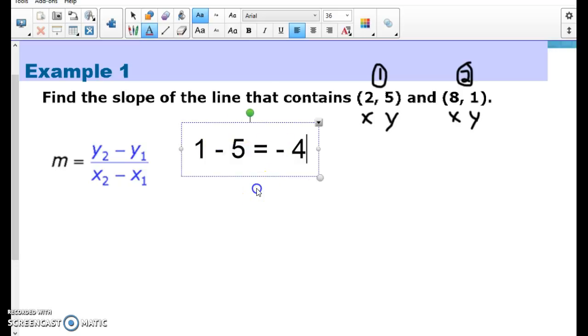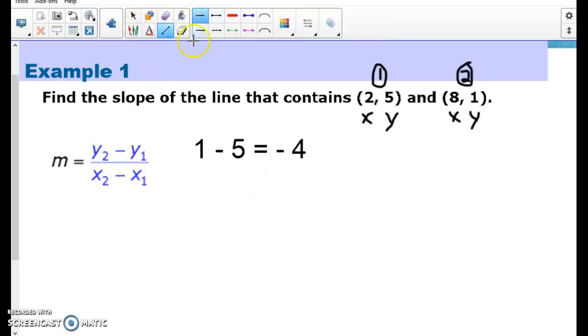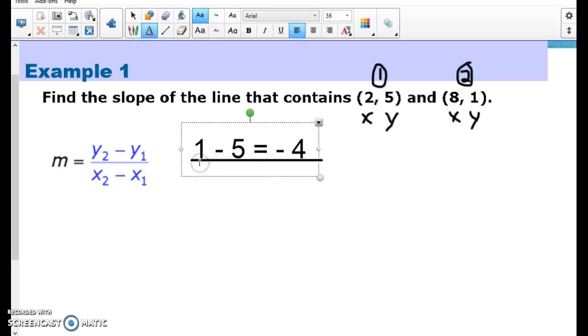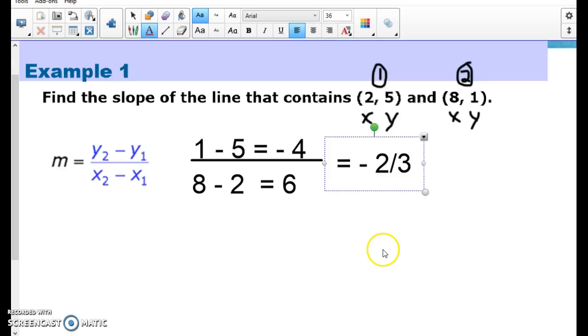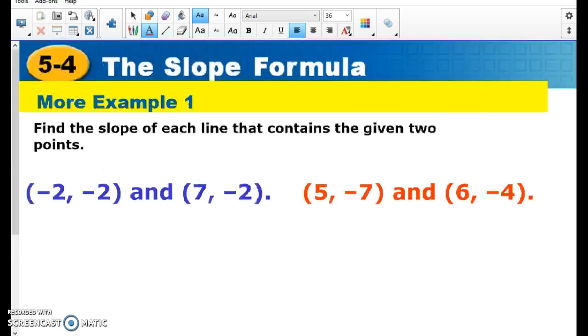-4 over, let's put a line there, my x coordinates. My second x is 8, minus my first x, which is 2. So I'm going to end up with 8 minus 2, which is 6. So I'm left with -4 over 6, which then I can simplify to -2/3. So that would be my slope. That means I would go down 2, since it's a -2, and right 3, since it's a +3.